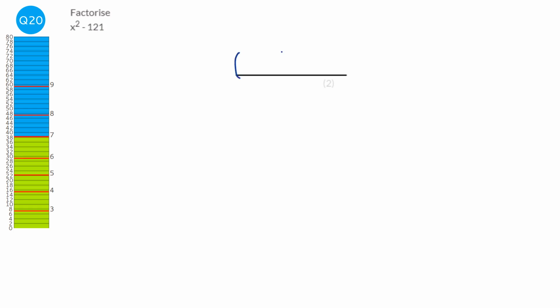What you do is you put down two sets of brackets, and you square root the first term. Well, that's just going to be x. And you put the positive and negative versions of the square root. So we're going to square root 121, which is 11. So we're going to put plus 11 and minus 11, and that's it. Now, when we expand that, and we're just going to quickly expand that now to have a look, it's going to be x squared plus 11x minus 11x minus 121.